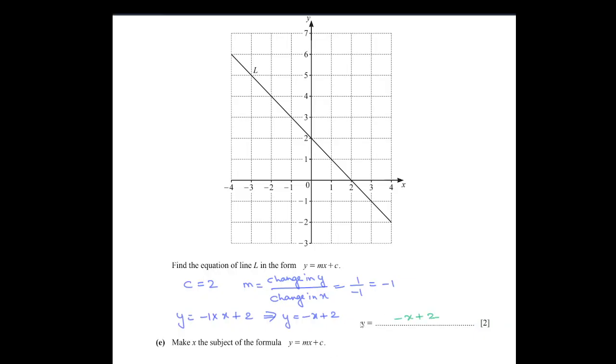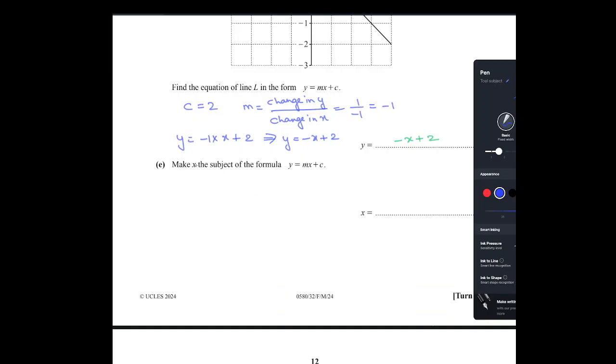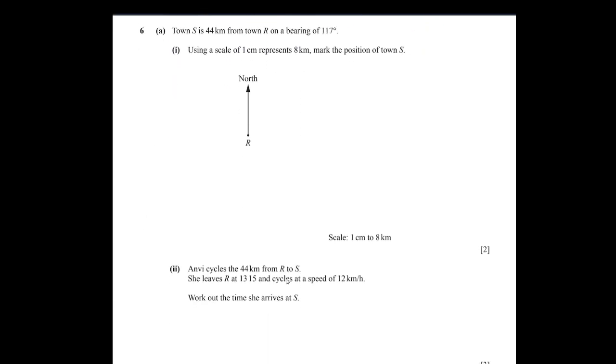Question number E. Make x the subject of the formula y is equal to mx plus c. Okay, to make x the subject of the formula, write that x on the left hand side, keeping y on the right hand side. Now bring c on the right hand side. First you will get y minus c. Then bring m on the right hand side. It gets divided. So this is the answer: y minus c by m. Question number 5 is done. Question number 6 now.